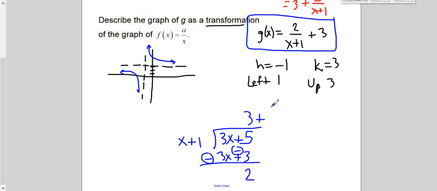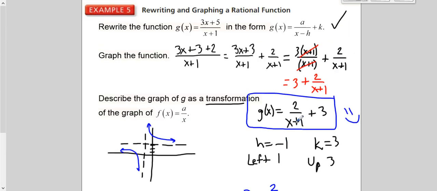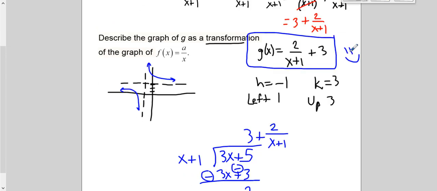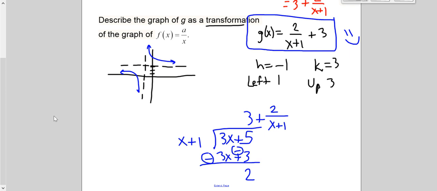So we get 3 plus the remainder over the divisor. And notice now I get that 2 over x plus 1 plus 3. We rearrange the order. So that was the way we did it in a previous section. But this one, they really want you to break it apart and get your 2 pieces so that you have something that you can factor and cancel out that denominator and see the 3 shows up this way. And then there's your other fraction. All right, 2 different ways to do example number 5.